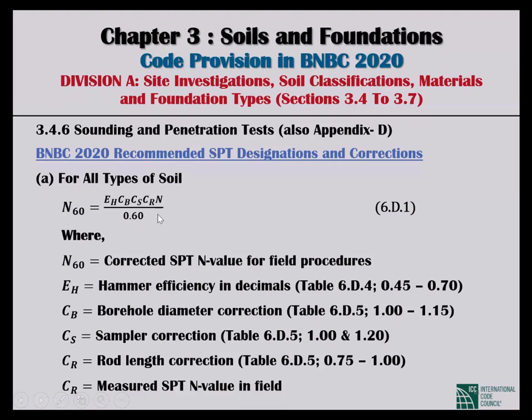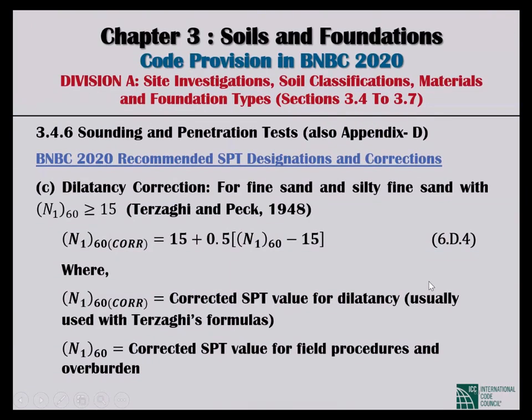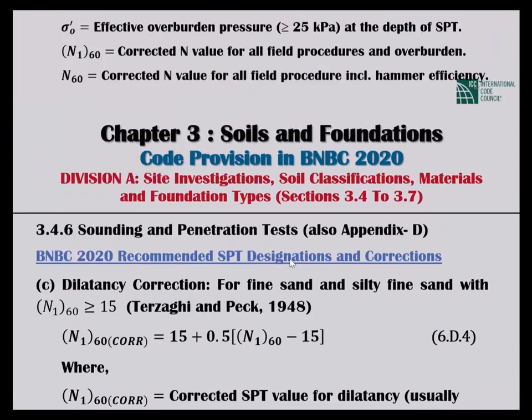N60 comes like this. As 60% efficiency is the standard, we always compare it with 60% hammer efficiency. This should be done for all types of soil. And BNBC recommends the use of a correction factor with N60, so that we get N160, which is usually used for liquefaction analysis. These days, some other people are also using it for other types of soil, but usually it is for liquefaction analysis. You see, the formula is over there. You'll get it very easily whenever you go through it. This is the dilatancy correction, as I told you before.